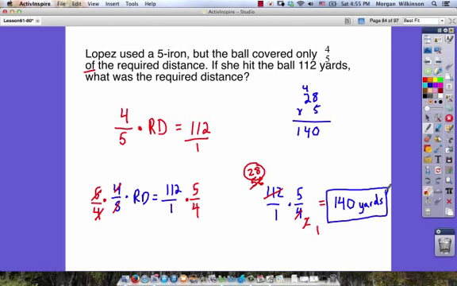Now, when we've got our answer, we need to make sure that it makes sense for this problem. It says the ball covered only 4/5 of the required distance, so the required distance must have been further than 112 yards. 140 yards is definitely further than 112, so our answer makes sense. We've got this one. We can move on to the next question.